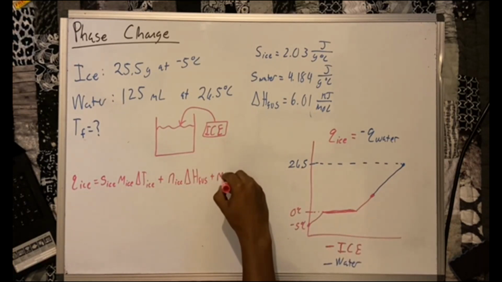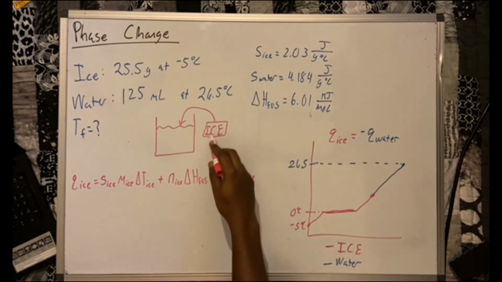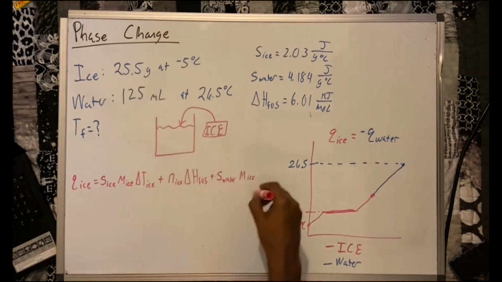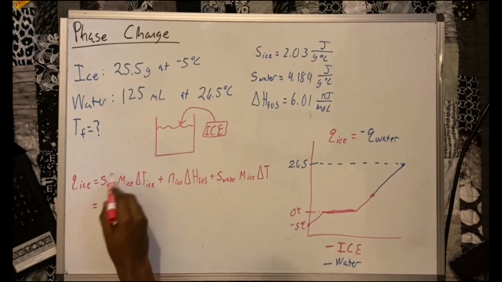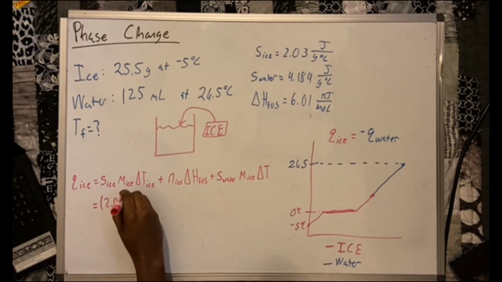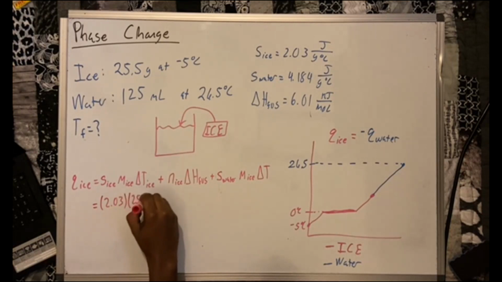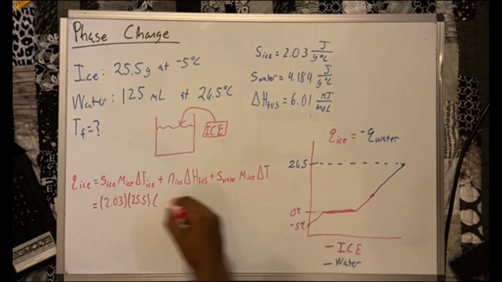Here we've got to be careful. So S of water, the mass of my ice, because it's melted now, but it's still the same mass, times delta T again. All right, so we can put in numbers. So this is 2.03 times my 25.5 times final minus initial. So it'd be 0 minus -5, and 0 minus -5 is just 5.